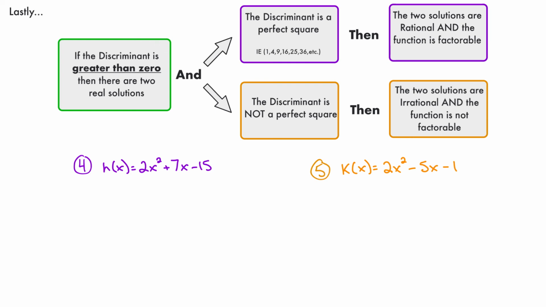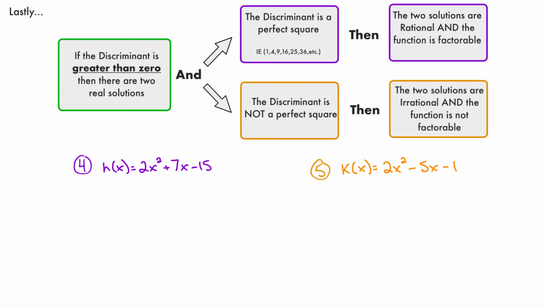On the other side, if you get the discriminant and it's not a perfect square, so it's something like a 7, a 13, something you can't square root without getting a decimal, then there's still going to be 2 solutions, but they're going to be irrational, and the problem is not factorable. So I got 2 examples.